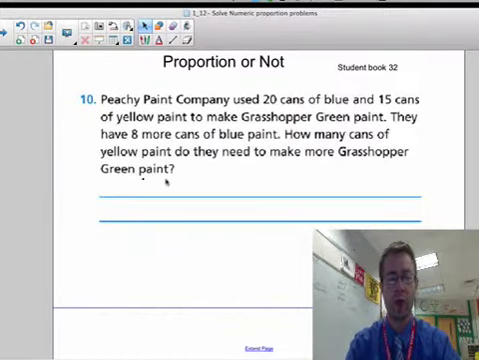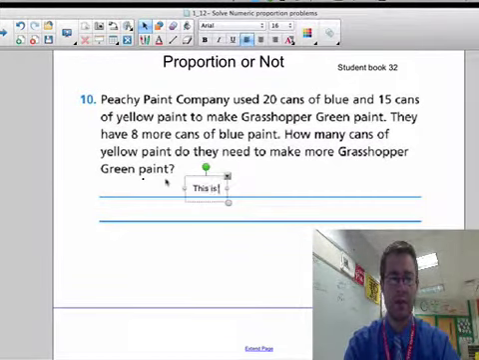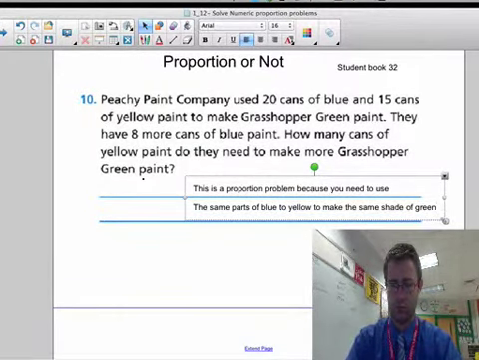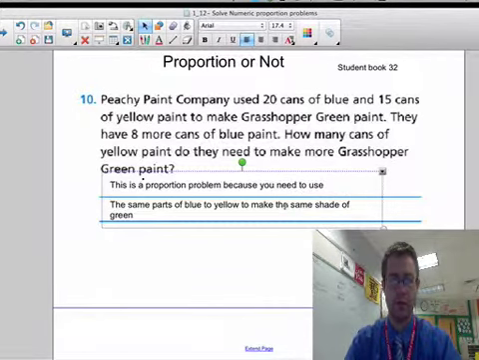And so what we want to be writing in here is this is a proportion problem because you need to use the same parts of blue to yellow to make the same shade of green. Okay, so we're thinking about that in our heads here. I'm going to make this a little bit bigger so that you guys can see. If you need a pause, you can do that.